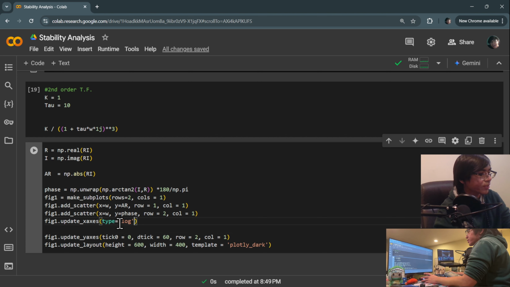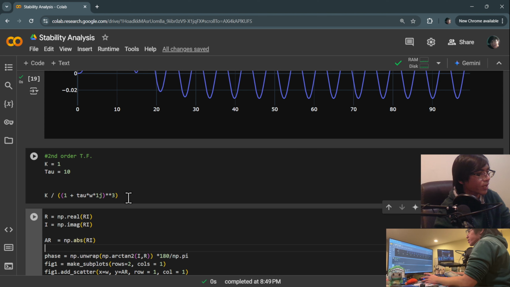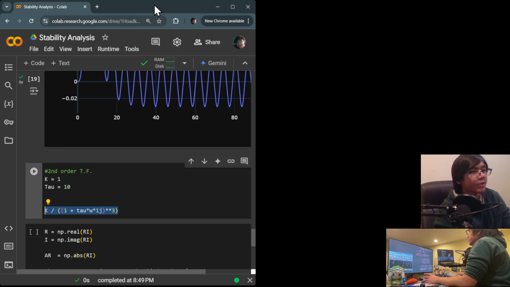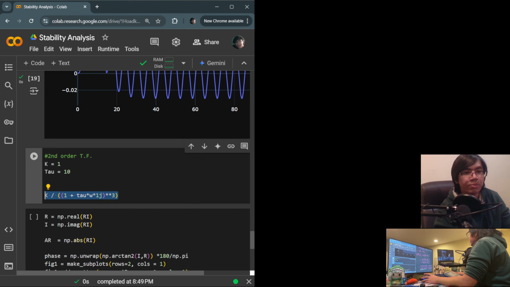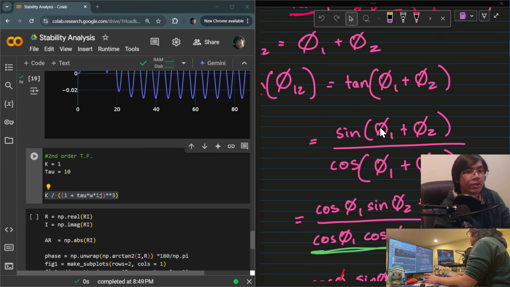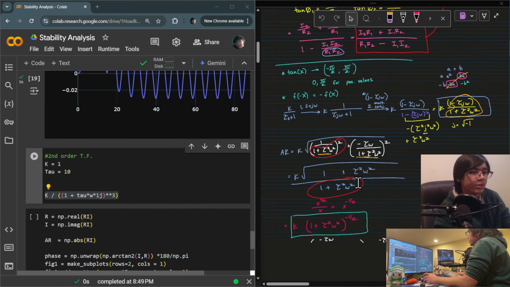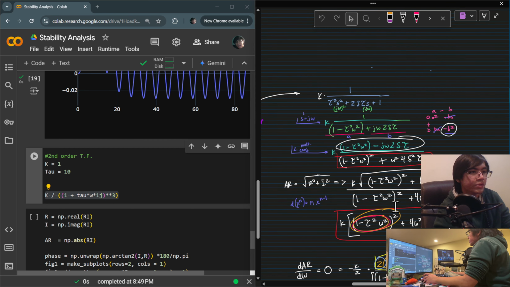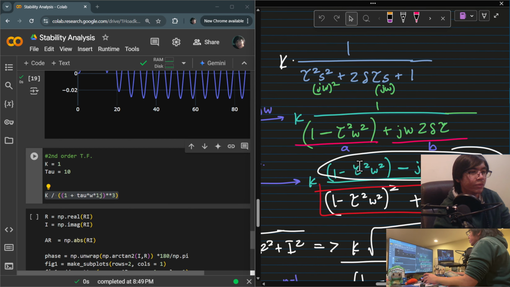Yeah, technically this should also be an update y-axis, so I'll change that. Now we have our second order. We'll do a split screen here, why not? So I'll split this, and where were we? Somewhere over here on the right. So yeah, right there. And then we did the j omega.